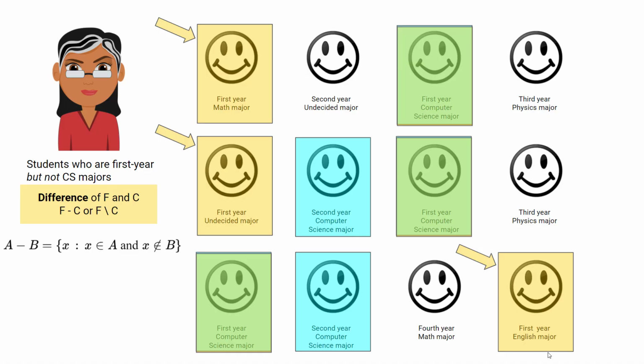Notice that unlike with intersection and union, the ordering matters here. C minus F is different. This would be the set of students who are computer science majors, but not first-year students.